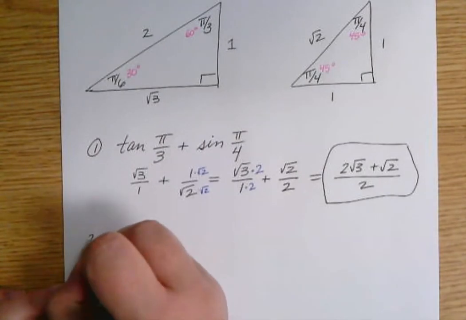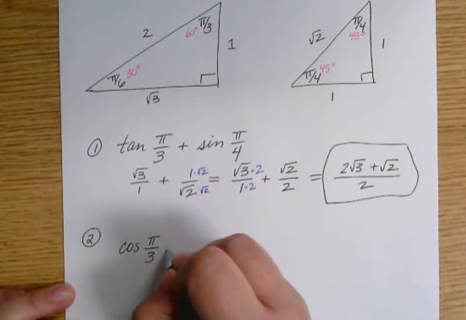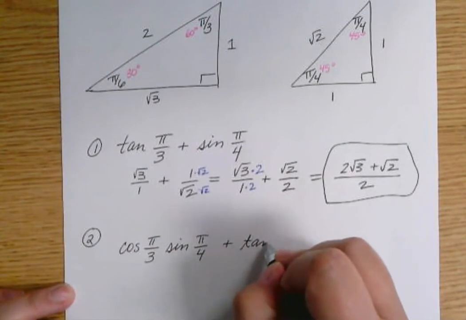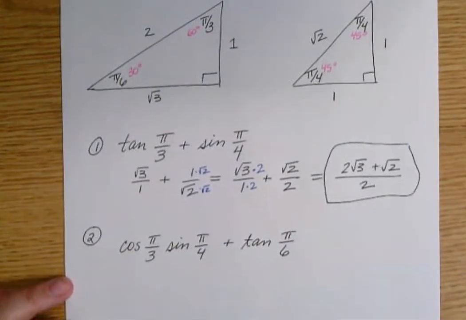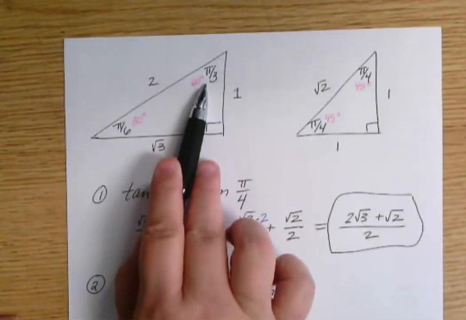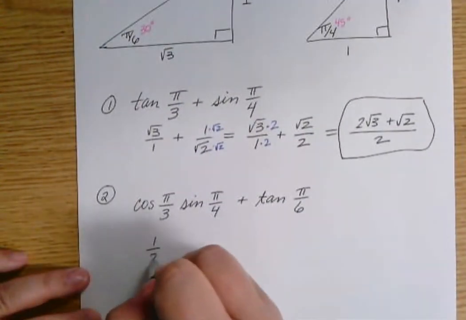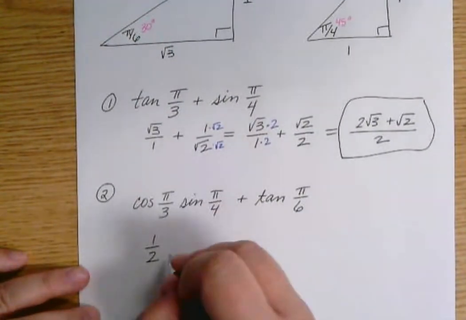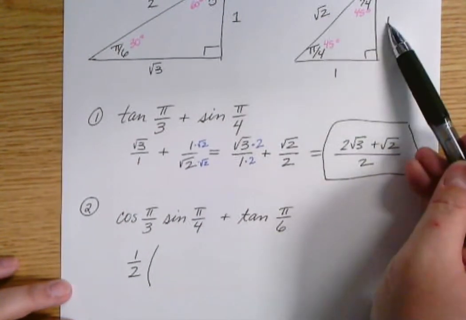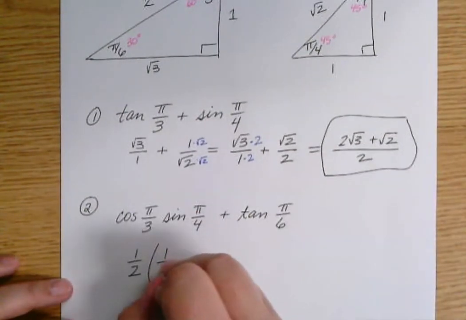All right, what if I am doing cosine pi over 3 times the sine of pi over 4 plus the tan of pi over 6? Okay, cosine pi over 3. That's adjacent over hypotenuse. That's 1/2. Written next to each other like this means times. So sine pi over 4, opposite over hypotenuse, that's 1 over square root of 2.